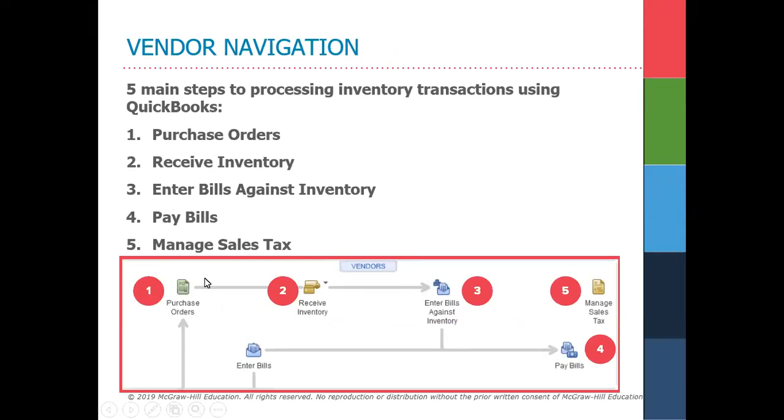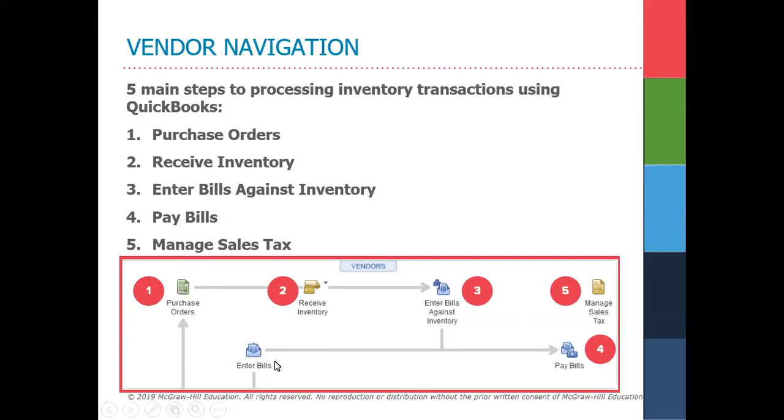Everything we'll discuss is here in this window. 1, 2, 3, and 4 are the steps we're going to do. First, purchase order does not go to accounting, does not do accounts payable at all. Second one says receive inventory, so receive inventory with the bill or without the bill. You see this tiny triangle here; you'll have two choices. Next is enter bills against inventory. And the last one is how to pay bills.